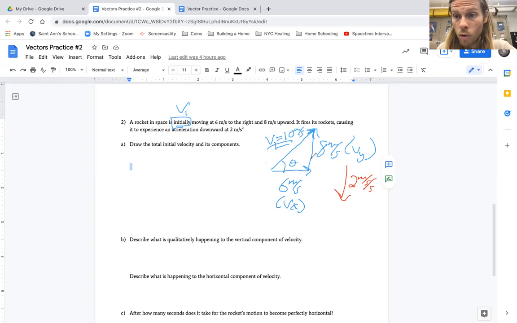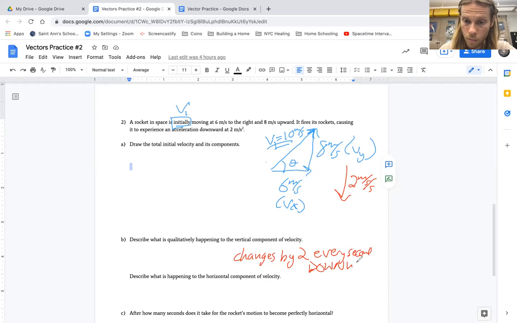So that means the downward component's changing. So I'm actually going to skip to this. Describe what is qualitatively happening to the vertical component. It changes by 2 every second. Downward. Which means it decreases, right? So it changes by 2 every second downward until it gets to 0, and then it'll increase downward.